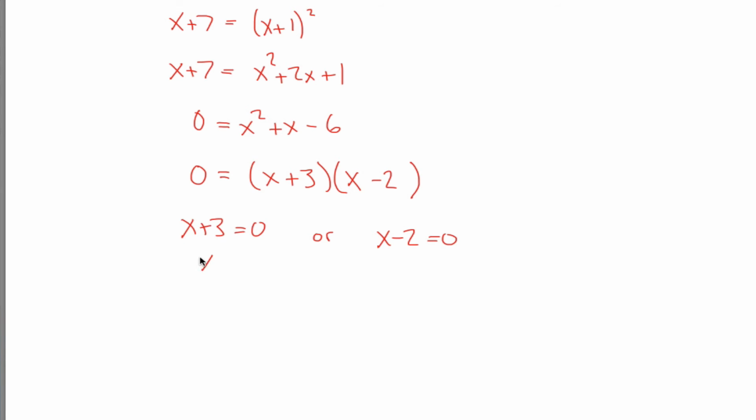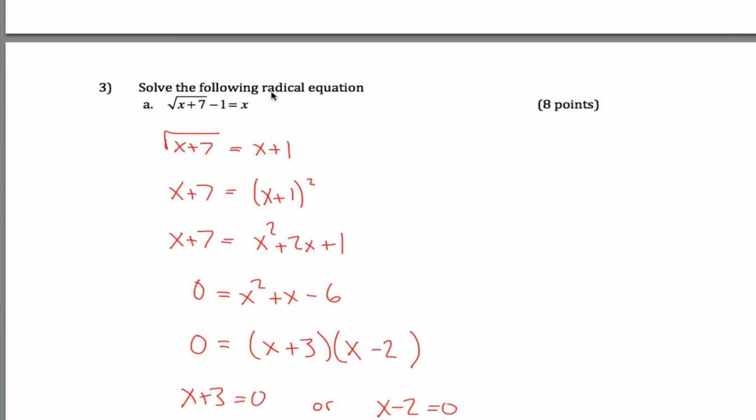X plus 3 equals 0. If I subtract 3 from both sides, I get x equals negative 3. X minus 2 equals 0. If you add 2 to both sides, you get x equals 2. If you got to this stage, I'd be pretty happy. However, one thing that you have to remember when you're solving radical equations is you always have to check your answers. Always. Not to see if you made a mistake, but to see if information was lost in the process.